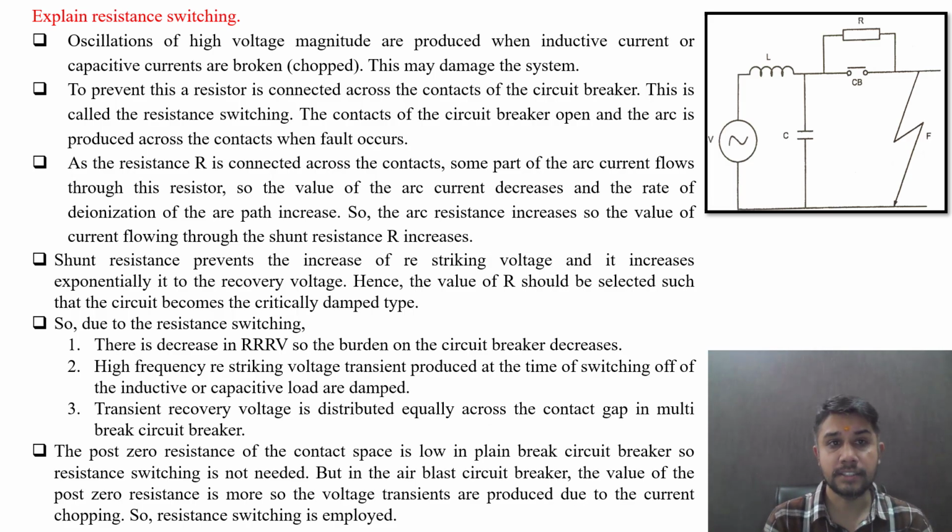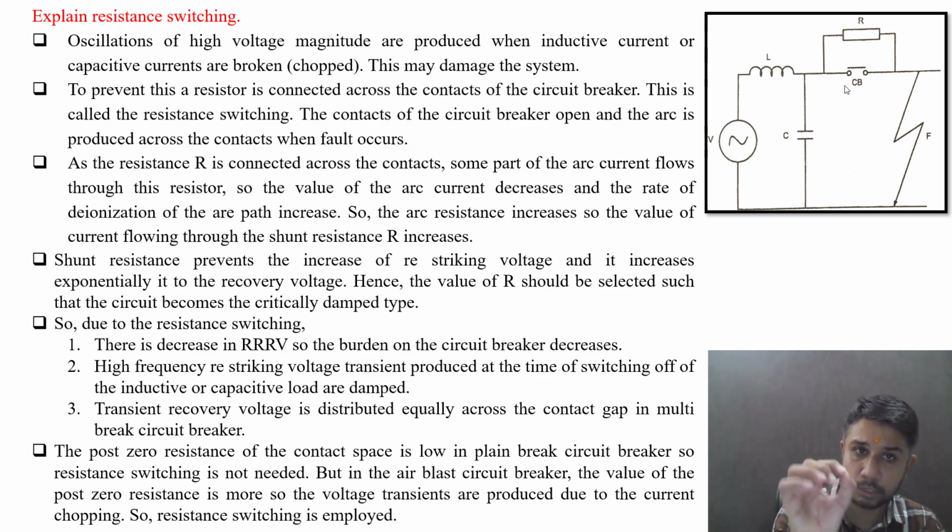So to prevent this, a resistor is connected across the contacts of the circuit breaker. A bypass resistor across the contacts of circuit breaker is connected. This is called resistance switching.